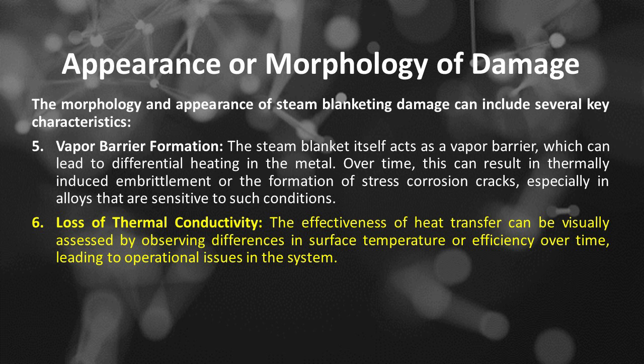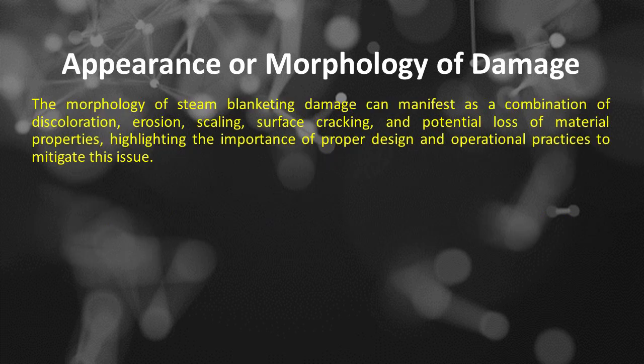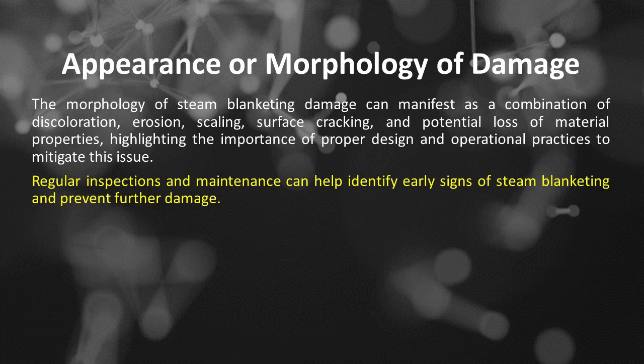Number 6 is loss of thermal conductivity. The effectiveness of heat transfer can be visually assessed by observing differences in surface temperature or efficiency over time, leading to operational issues in the system. The morphology of steam blanketing damage can manifest as a combination of discoloration, erosion, scaling, surface cracking, and potential loss of material properties, highlighting the importance of proper design and operational practices to mitigate this issue. Regular inspections and maintenance can help identify early signs of steam blanketing and prevent further damage.